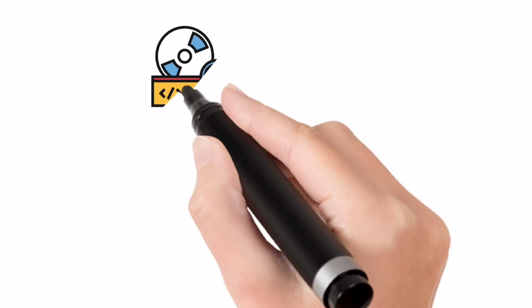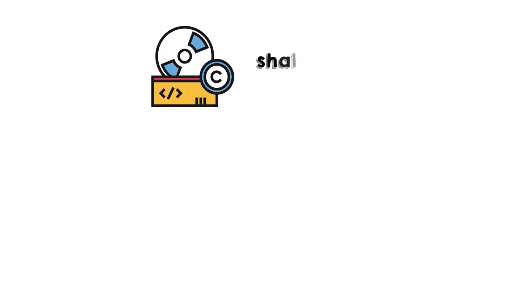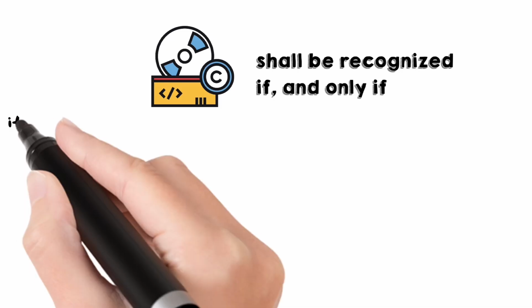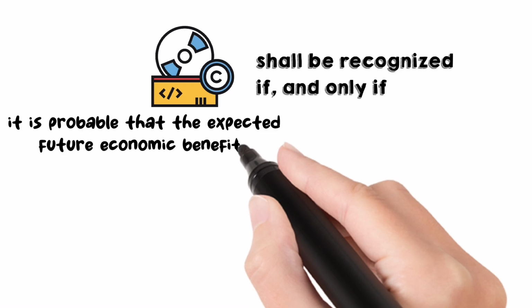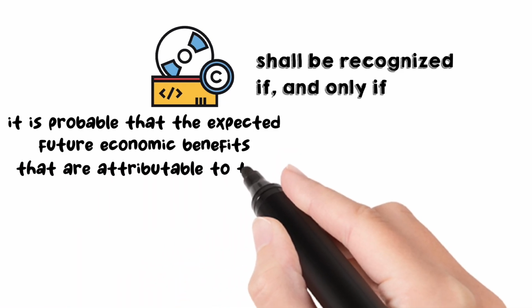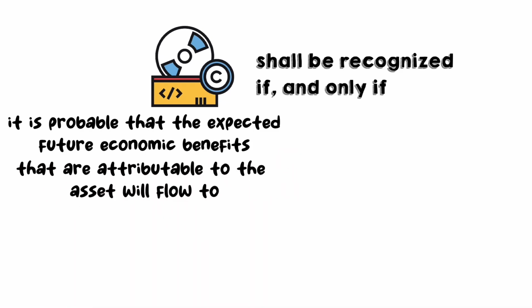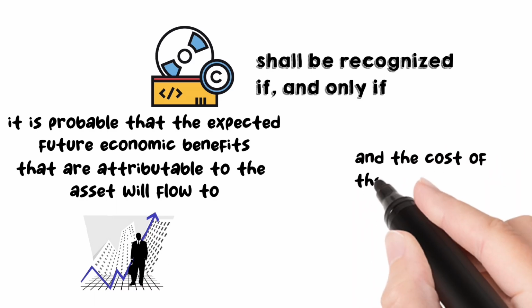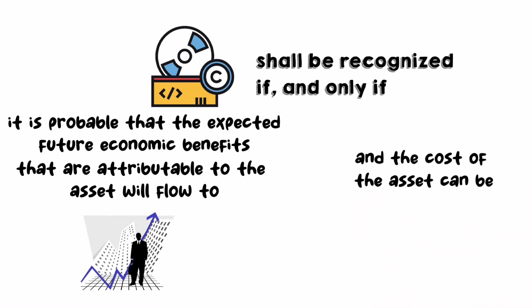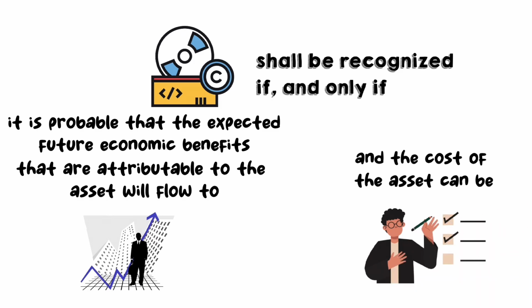An intangible asset shall be recognized if and only if it is probable that the expected future economic benefits that are attributable to the asset will flow to the entity, and the cost of the asset can be measured reliably.